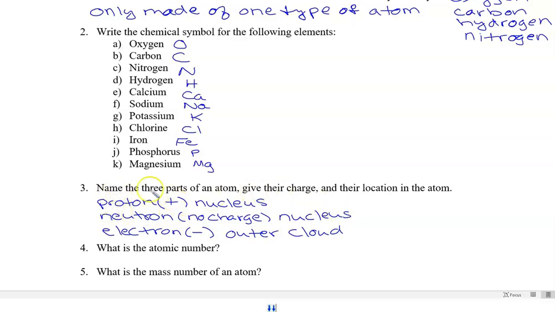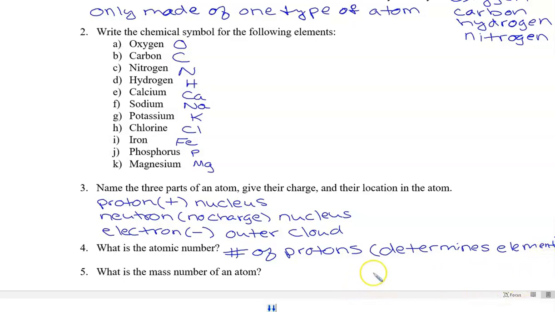So when we talk about the mass of the atom, we get the mass from the protons and neutrons together. And what determines an atom is something called the atomic number. The atomic number is probably one of the most important numbers on the periodic table. That is the number of protons an atom has, and this is what determines the element.